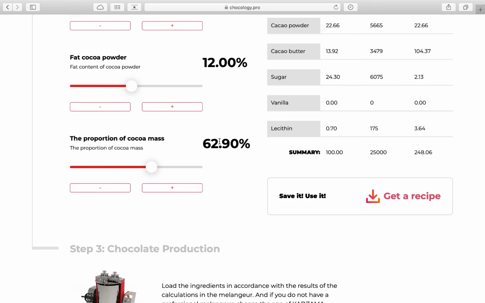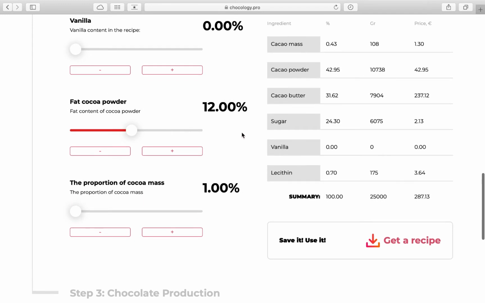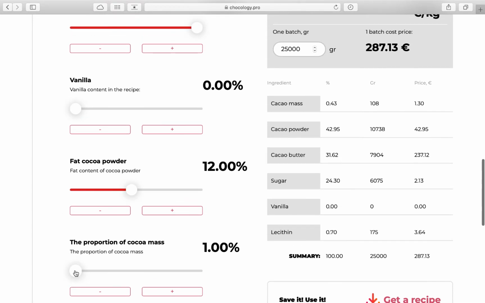And the last parameter is the proportion of cacao liquor to the cacao powder. Further, I turn the slider to the right side. More cacao liquor will be used in the recipe. Accordingly, there will be less cacao powder. If I move it at maximum to the left side, respectively, there will be more cacao powder and less cacao liquor. You can see it clearly in the calculation table of our recipe. Also, a very interesting point is how the cost is changing per kilogram of our chocolate.